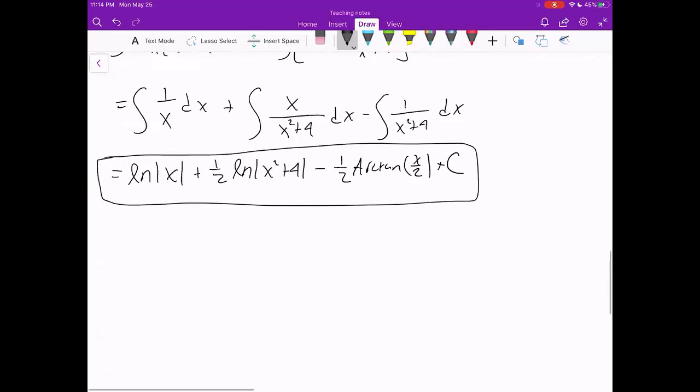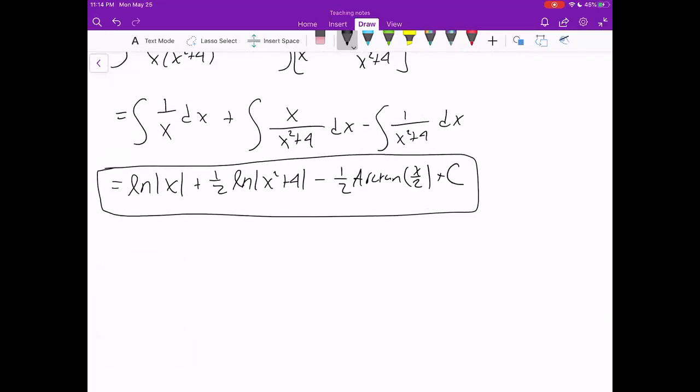But I want to point out that this was a really nice one because when I factored this, I got an x squared plus 4. But I could have gotten something much worse. I could have gotten something like x squared plus x plus 4. And that's going to be a little bit of a harder problem.